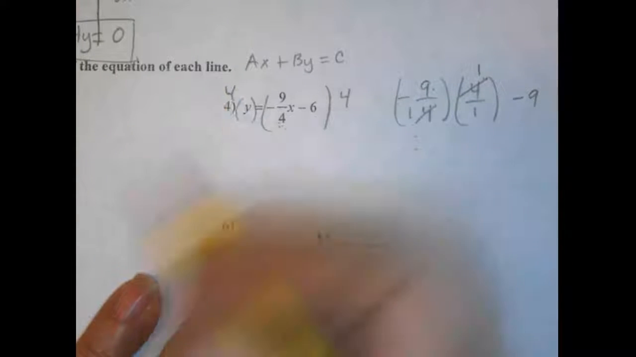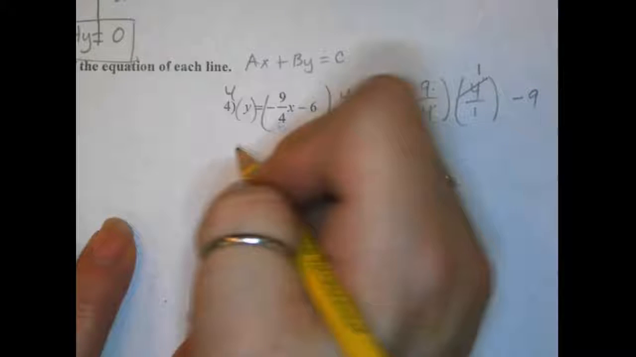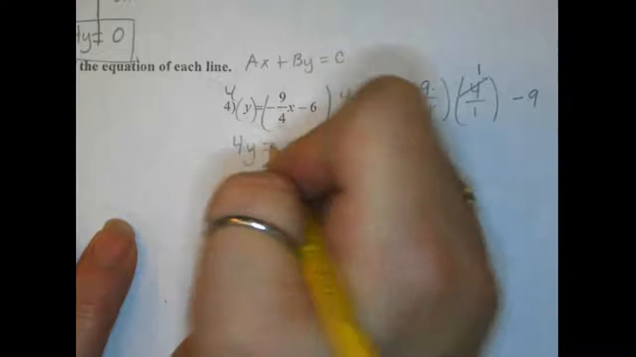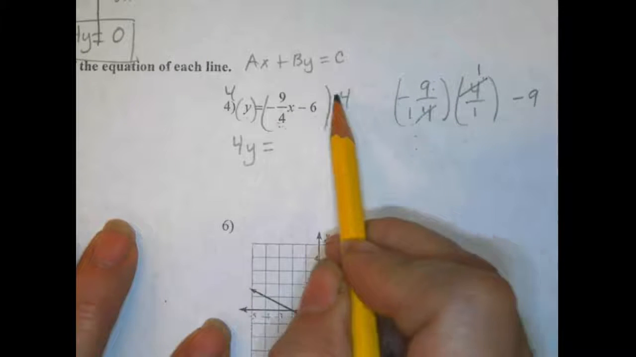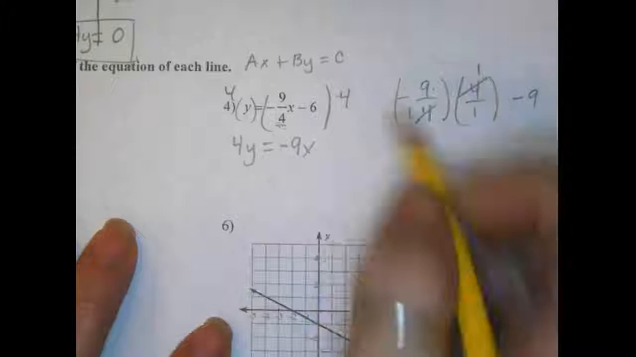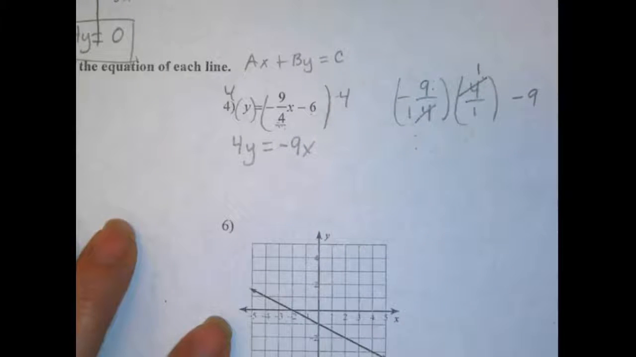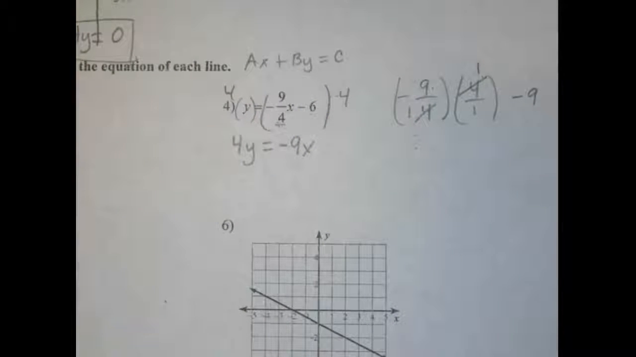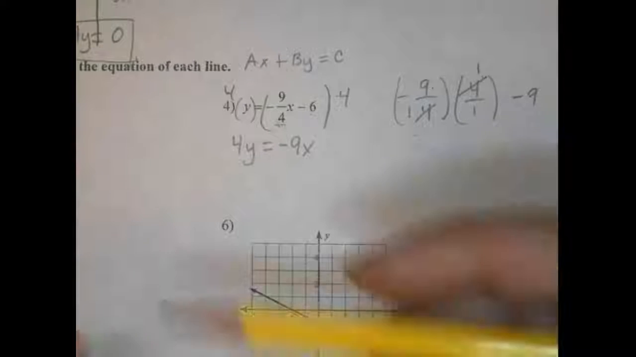What is 4 times y then? So I'm going to bring down my 4y. This cancels, right? Bring down my negative 9x. And what is a negative 6 times 4? Negative 6 times 4? 6 times 4 is... Thank you. So, negative 6 times 4 is what? Negative 24.